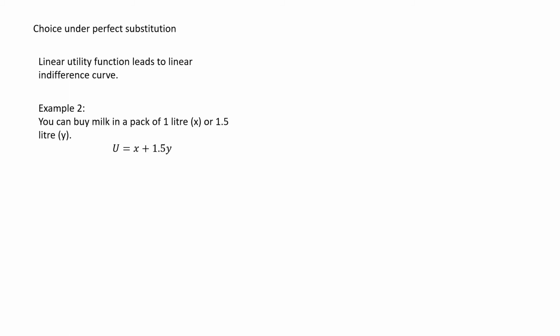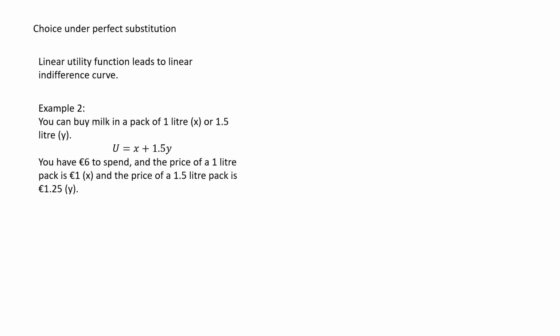We look now at the consumer choice when we have perfect substitutes. As we saw in the previous slide, a linear utility function leads to a linear indifference curve. We continue the second example where you can buy milk in either a 1-liter or a 1.5-liter pack.